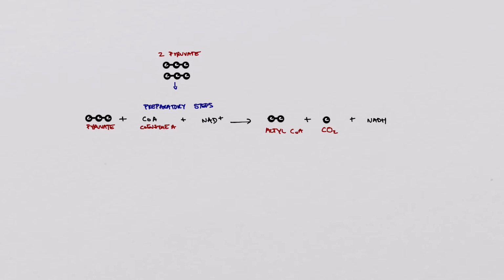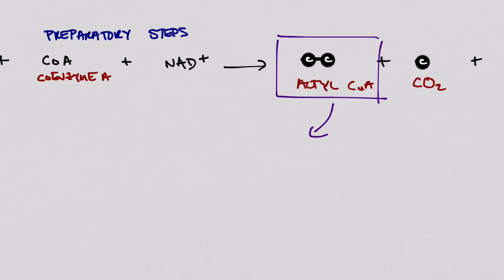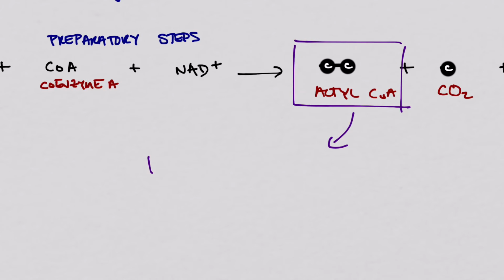Okay, so here are the prep steps, and from the prep steps, we're actually only going to take one piece, and that is this acetyl-CoA. This molecule that we created right here is the only thing that's going to move forward into the Krebs cycle, which is going to take place in the mitochondria. So this will move to the Krebs cycle, which is also called the citric acid cycle.